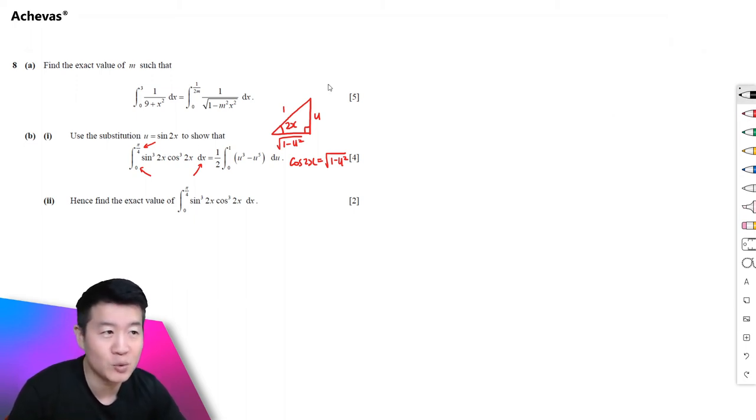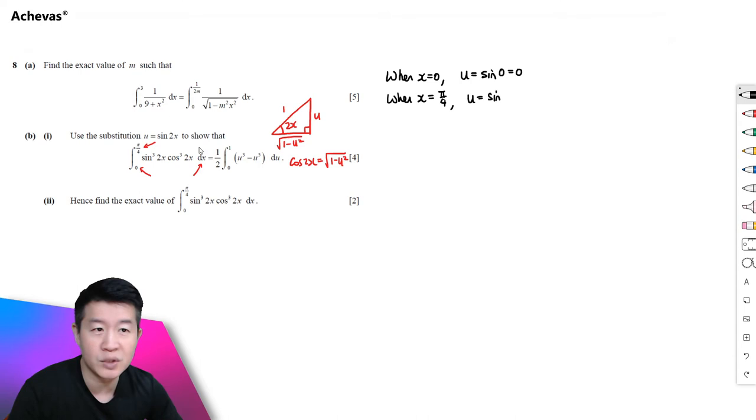So let me find a replacement for 0, pi over 4, and dx. When x is equal to 0, u is equal to sine of 2 times 0, sine 0, which is equal to 0. And when x is equal to pi over 4, then u is equal to sine of 2 times pi over 4, that will be sine of pi over 2, which is 1.